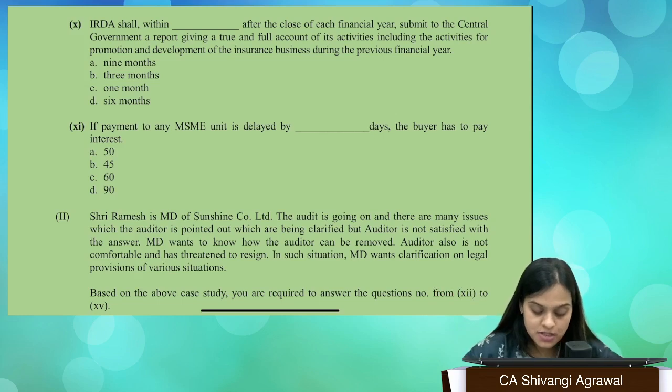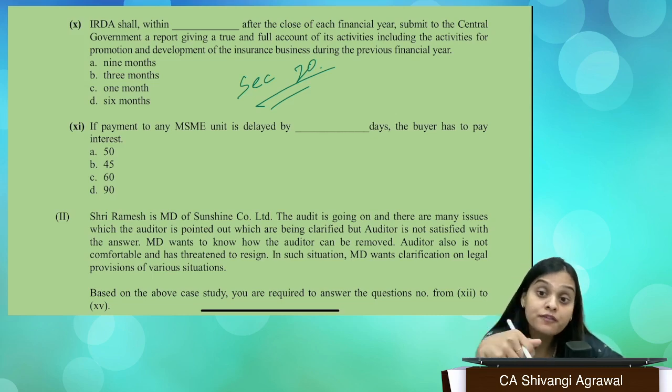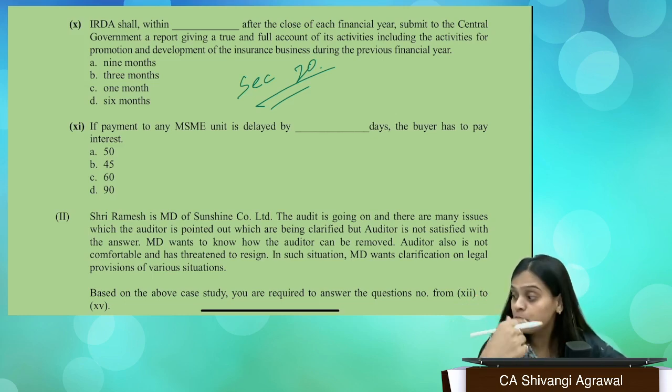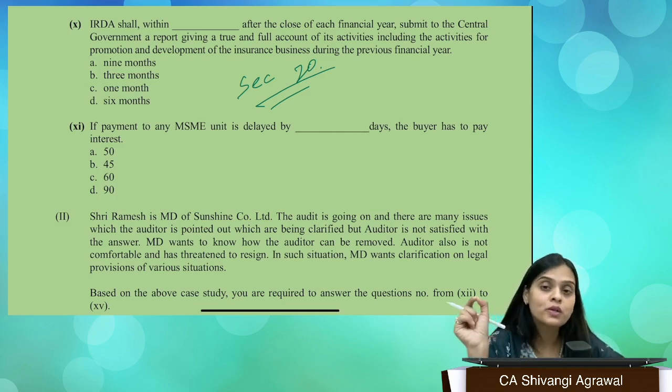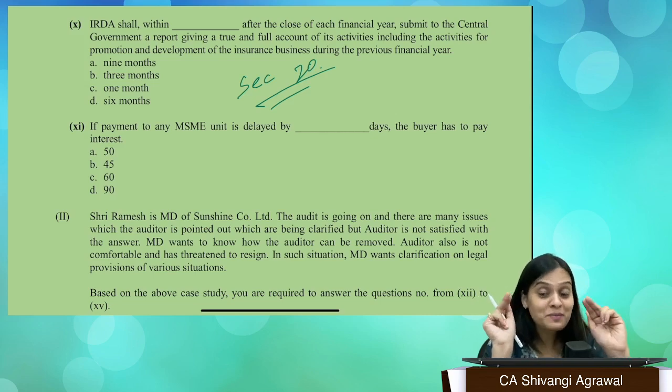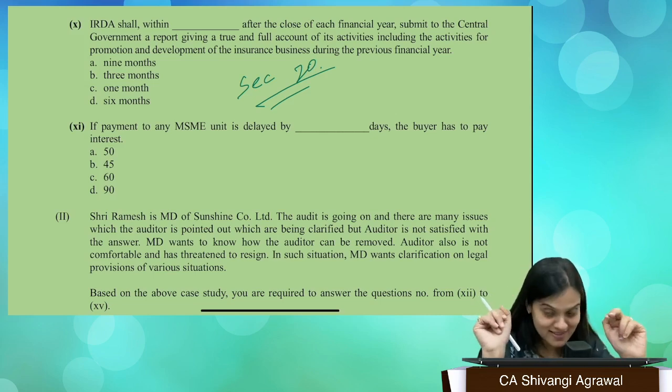We have a section 20. Section 20, which actually talks about furnishing of returns by IRDA. So the returns have to be furnished as CG may direct. First thing. Secondly, they have to prepare a report of all their activities as discussed in this particular question, right? This has to be provided to CG within 9 months from close of financial year. Within 9 months from close of each financial year. So it's 9 months. Within 9 months.